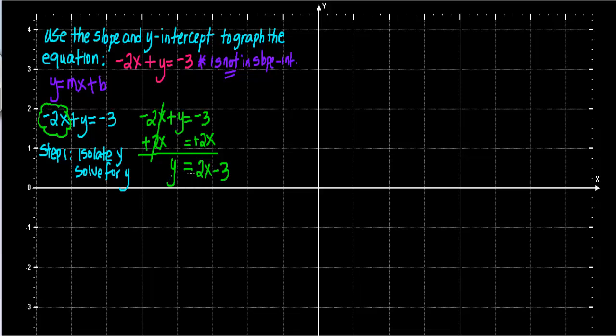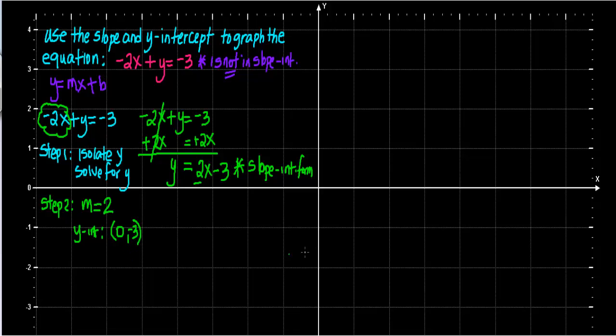Okay? And now notice that now my equation is in slope-intercept form. Do you see it? Now I can work with this equation. Step 2, slope is equal to what? Remember, slope is the number in front of the x, so slope is 2. And the y-intercept is negative 3. So I know my y-intercept is at 0, negative 3.